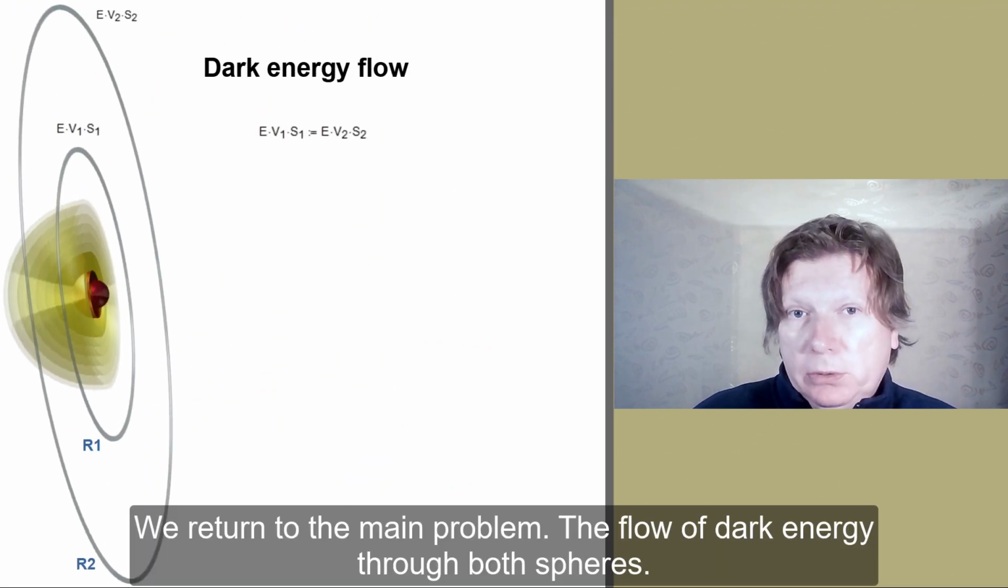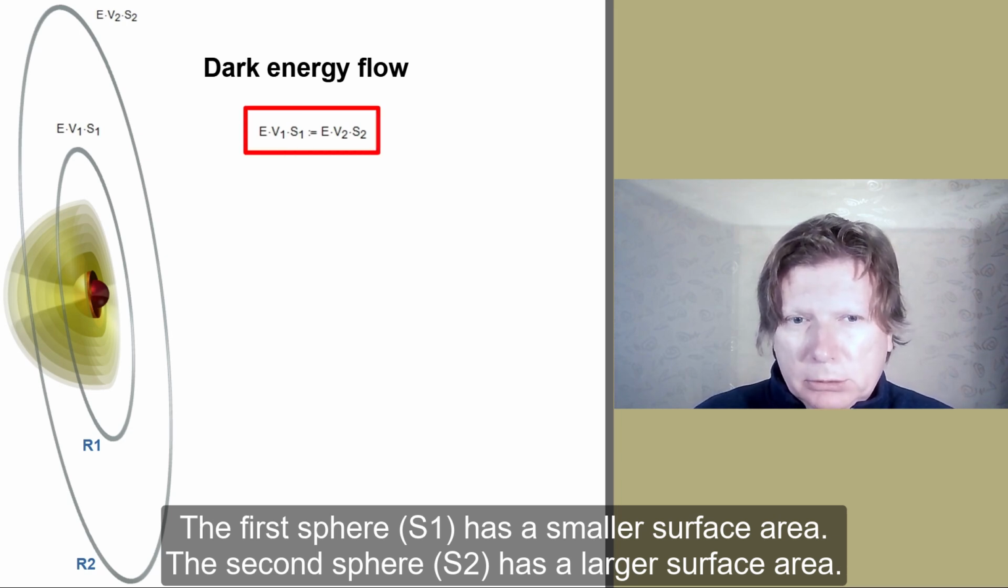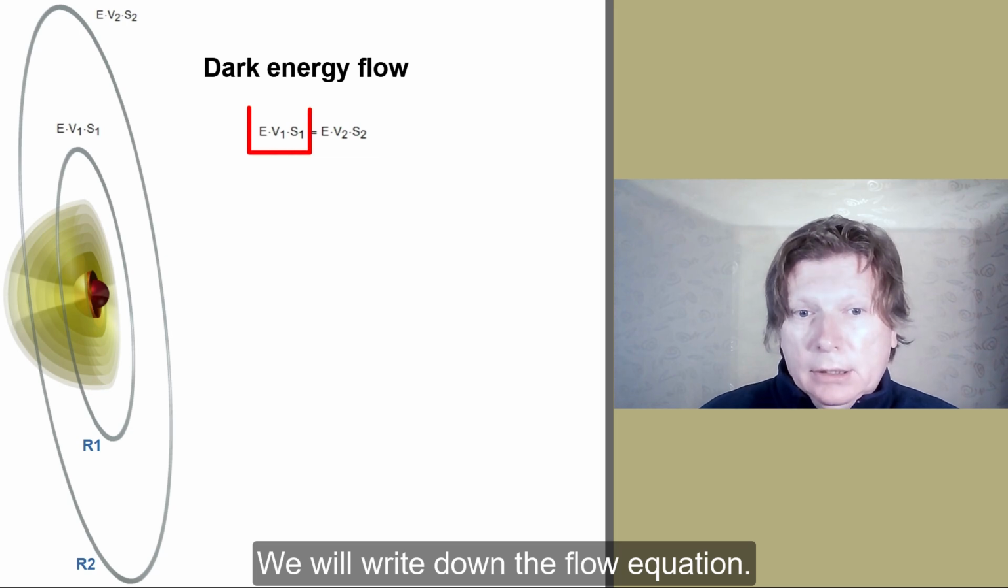We return to the main problem. The flow of dark energy through both spheres. The first sphere, S1, has a smaller surface area. The second sphere, S2, has a larger surface area. We will write down the flow equation.